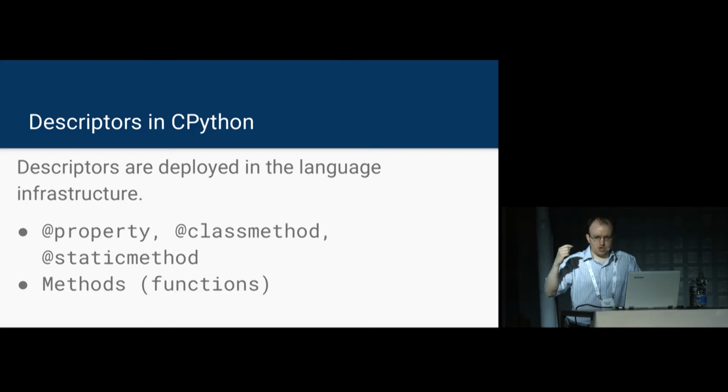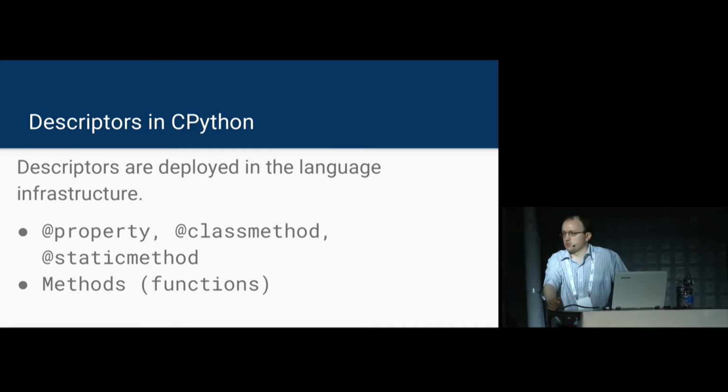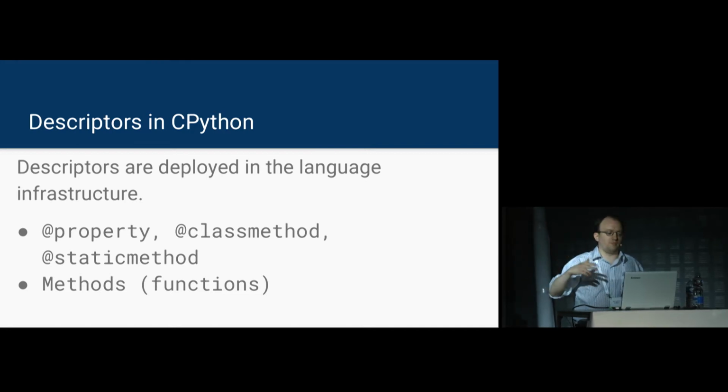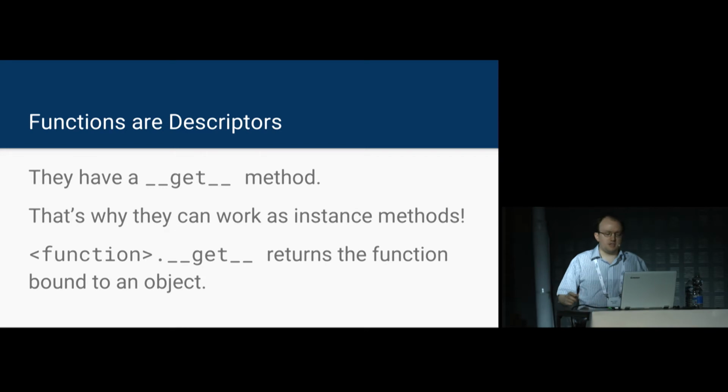Also, class methods are descriptors, and basically they define __get__, and they make sure that they provide the class as a first parameter, and also static methods. And probably the nicest thing in the whole of Python, in CPython at least, is methods, because methods work thanks to descriptors. Because in the end, methods are just functions. And functions, in turn, are descriptors that are used in order to transform that to a method bound to an object. So basically, functions have a __get__ method, so therefore they are non-data descriptors.